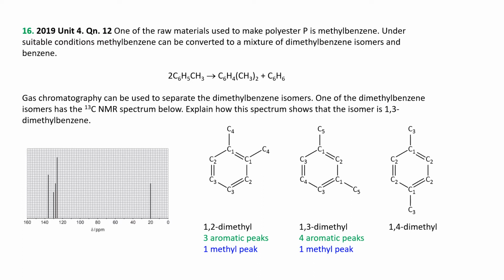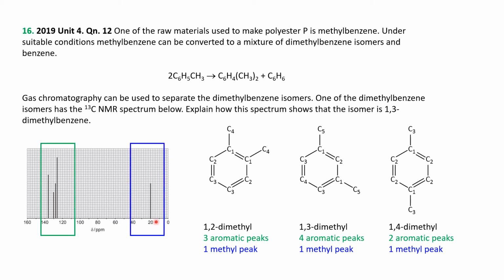Then we get to the 1,4-dimethyl, very, very symmetric. There's only going to be 2 aromatic peaks. You've got one type of carbon that's bonded to the methyl, and then a type of carbon that's not bonded to the methyl carbon. So only 2 aromatic peaks, 1 methyl peak. So we look at what we've got here. There's the aromatic area and the methyl area. Obviously, the methyl area is not going to help us at all, but the aromatic area very distinctly has 4 peaks, thus it has to be the 1,3-dimethyl.